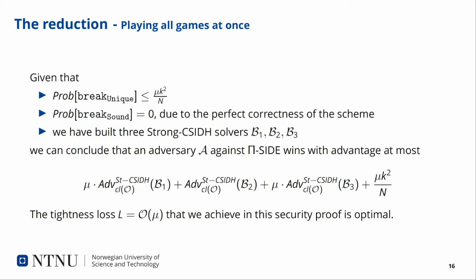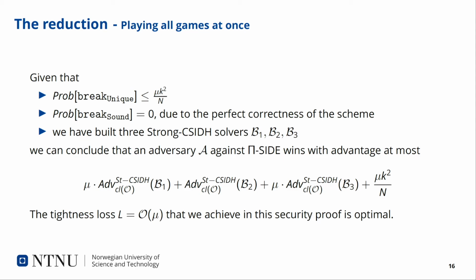In summary, we play all 6 games together in order to get to the final result. So, given that the probability of breaking the uniqueness of partner oracles is upper bounded by mu k square over n, where mu is the maximum number of participants in the network, k is the maximum number of sessions per participant, and n is the size of the ideal class group, given that the soundness cannot be broken due to the perfect correctness of the scheme, and given the three solvers we have just defined, then we get the adversary A against our protocol wins with probability which is smaller or equal to the quantity here below.